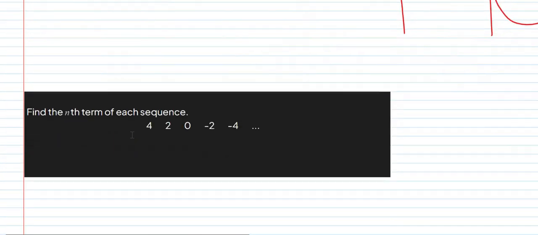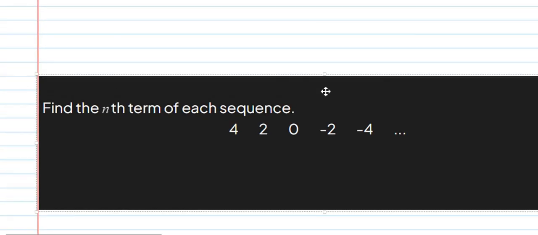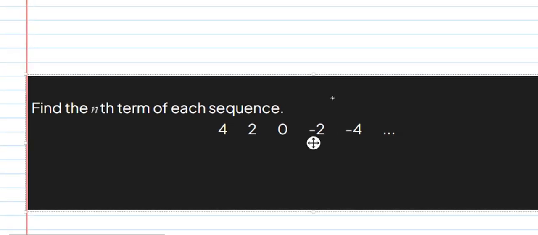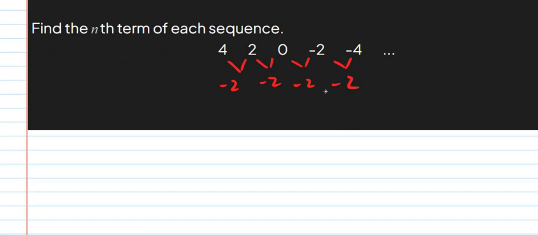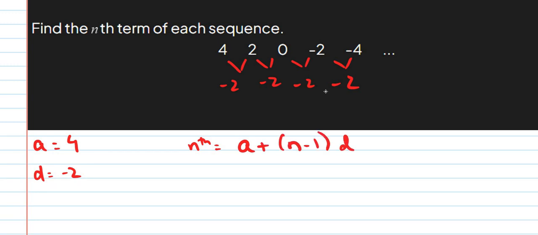So moving on to the next question, it says find the nth term of each sequence. So look, if you were to look at the question right now, the difference is negative 2 because each term is decreasing by 2 actually this time. Alright, so the first term, which is a, is 4. Difference is negative 2. The formula to find the nth term of any sequence is a plus n minus 1 multiplied by d.